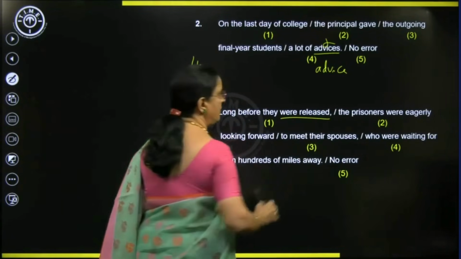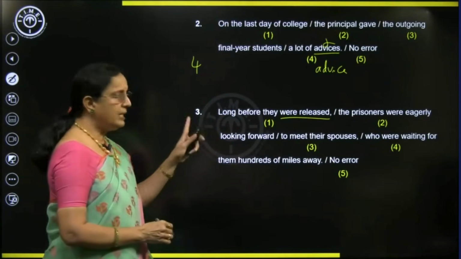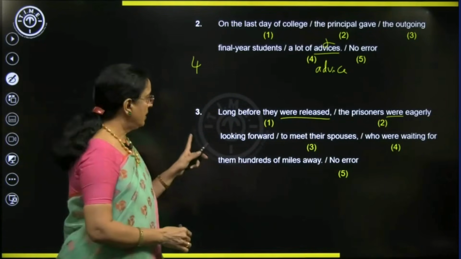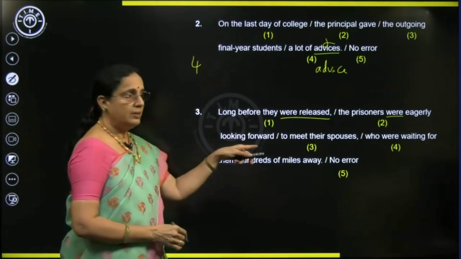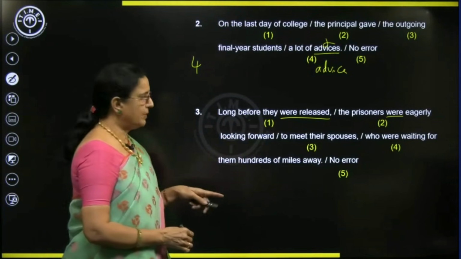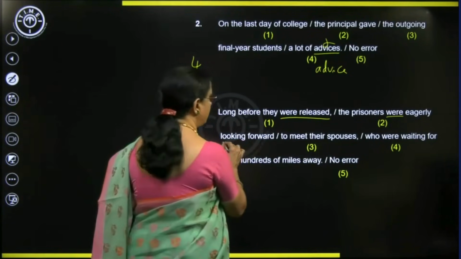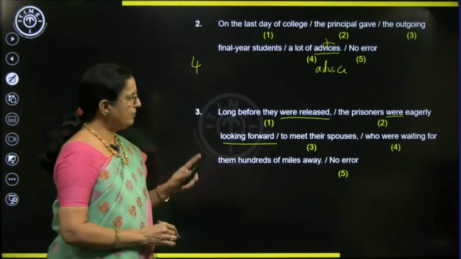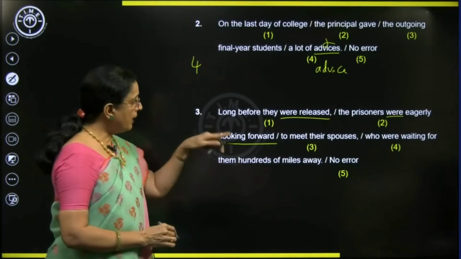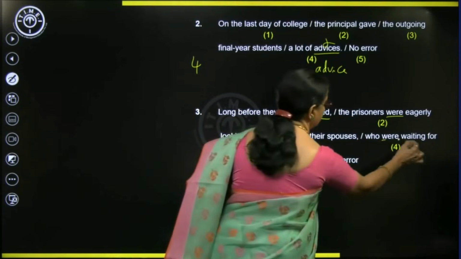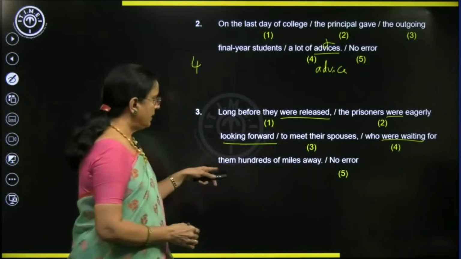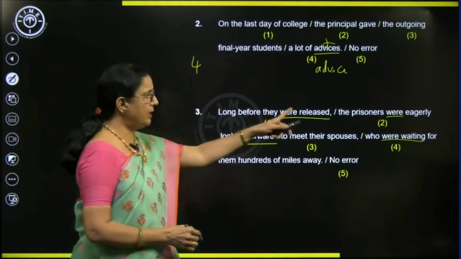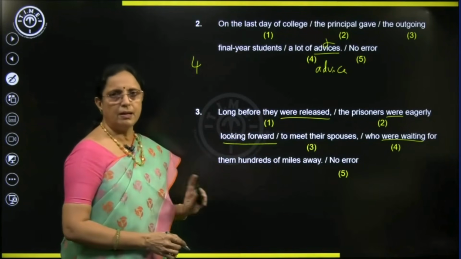Next one. Long before they were released, past, remember. Long before they were released, the prisoners were eagerly, were correct. The prisoners were eagerly looking forward to meet their spouses. Looking forward is okay. To meet their spouses, we have to check that. Who were waiting for them hundreds of miles away. So, that part is correct. See, were, all are in past tense, all are correct.